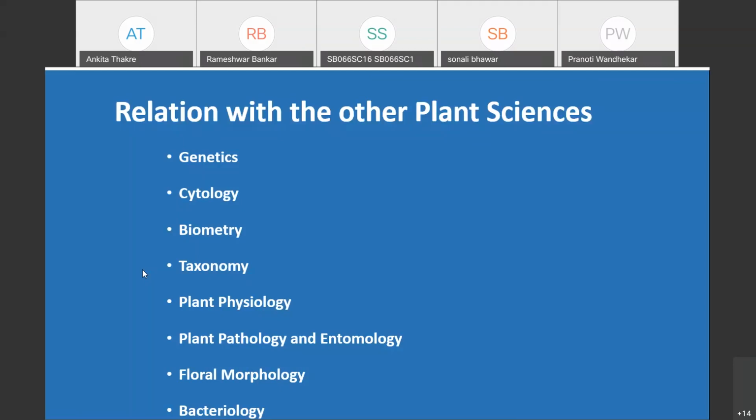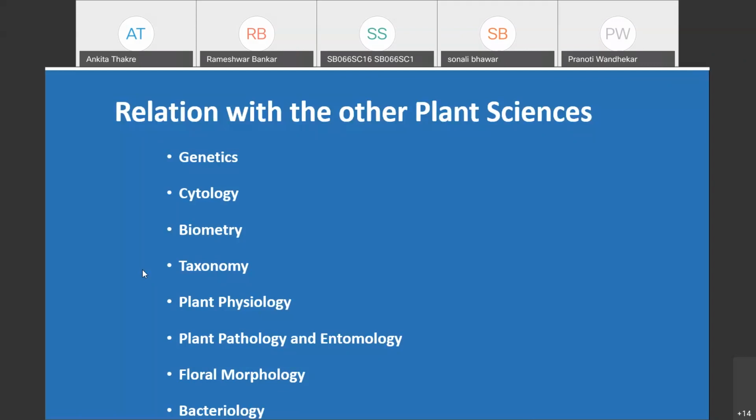Okay, what is biometry? Using the formulas and rules from statistics, we define and interpret biological data, and we call that biometry. Okay, biometry means the application of statistical formulas to biological data. In the plant breeding program, you have to compare the performance of the new variety with the existing varieties.